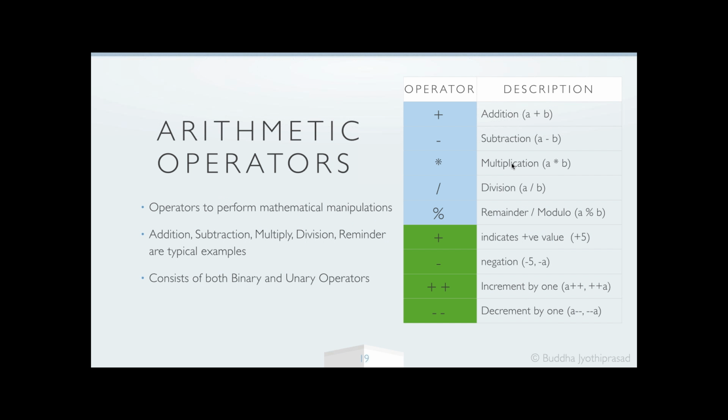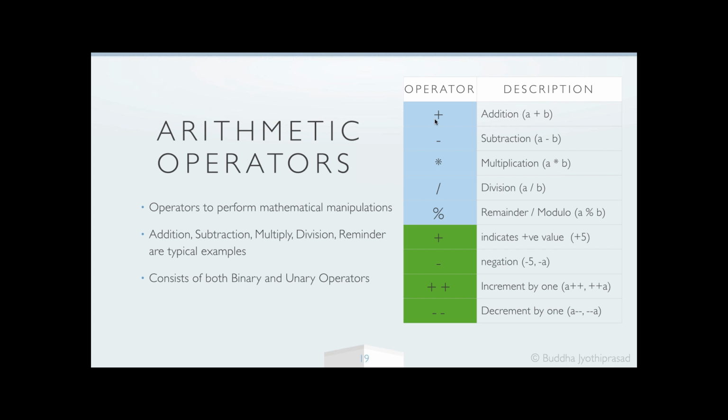So what is an arithmetic operator? Arithmetic operators are the simple operators that we see in our day-to-day life. The plus, minus, multiplication, divided by, and the modulo, that is called a remainder or modulo operator. So the usage will be a percentage b. When we give a percentage b, it will divide a by b, and it returns the remainder that we get when we perform the division operation.